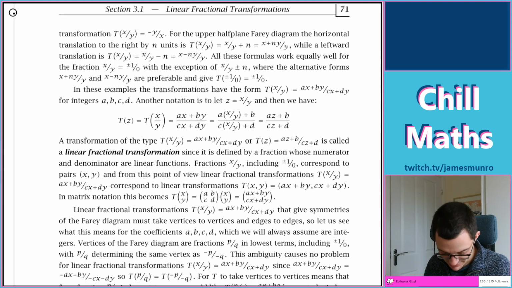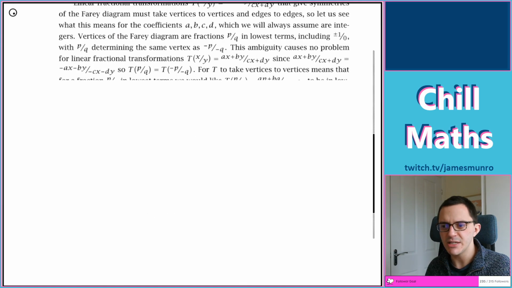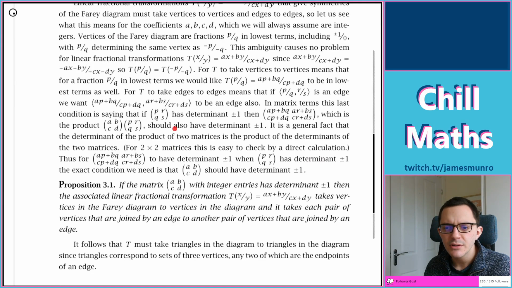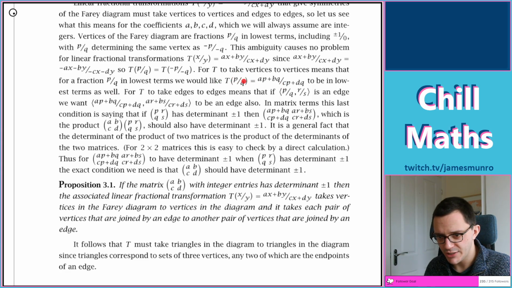Okay, vertices are labelled by fractions P over Q in lowest terms, with P over Q determining the same vertex as minus P over minus Q, but that's all right, because if you give me minus x and minus y in your fraction, then everything's okay. For t to take vertices to vertices means that you have rational numbers. For a fraction P over Q in lowest terms, we would like this to be in lowest terms. I mean, if you give me a fraction with whole numbers in, then you're definitely going to get something rational out, so I'm happy with that, I suppose.